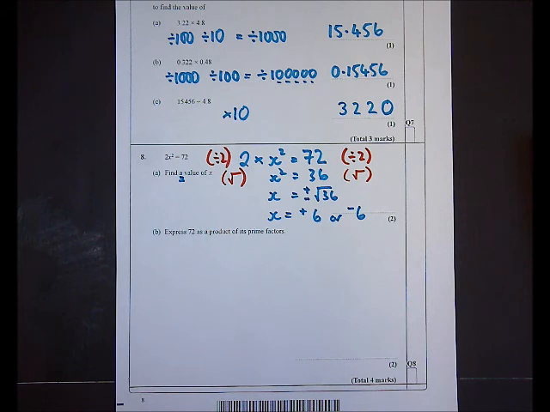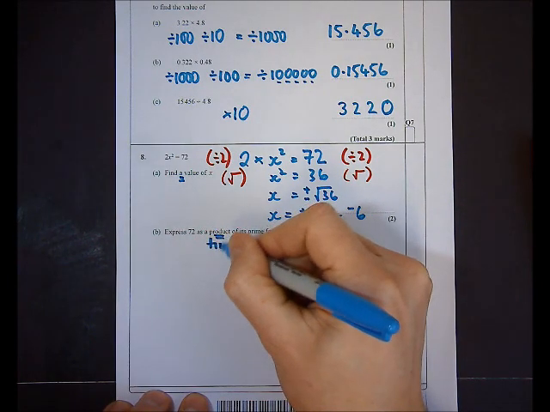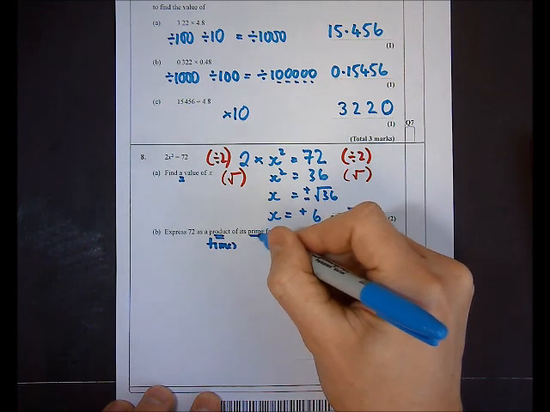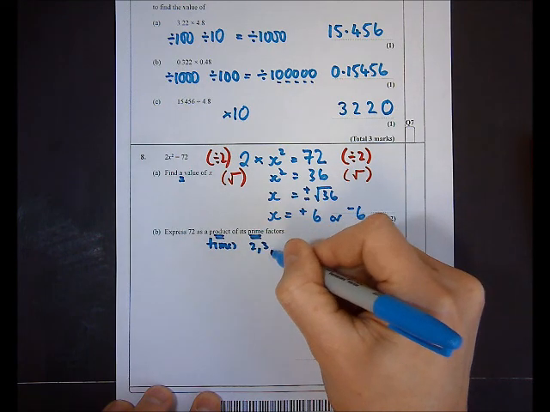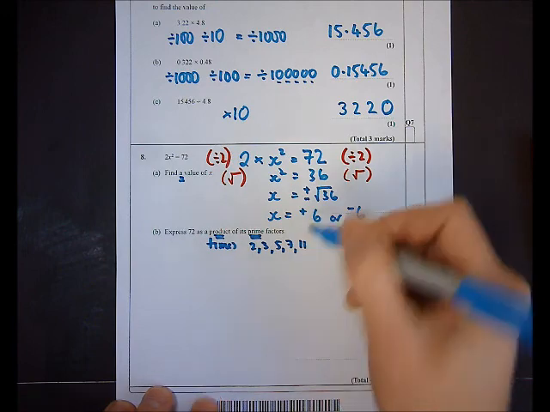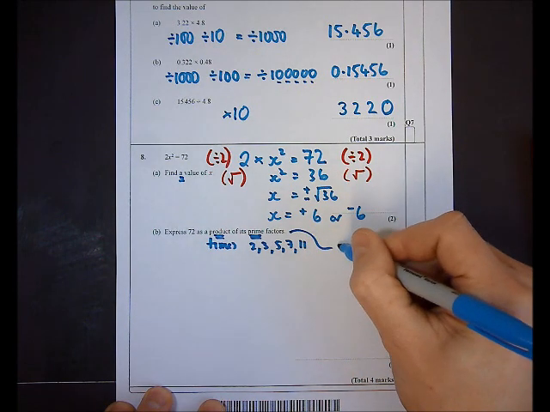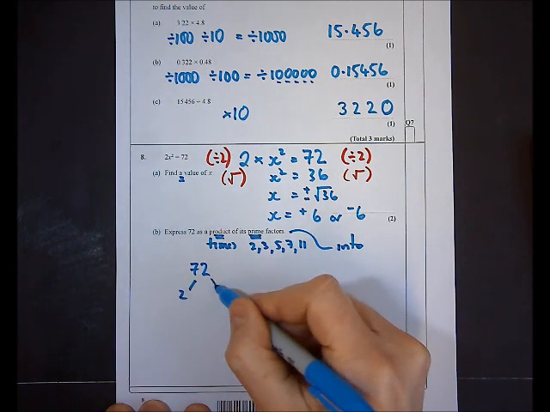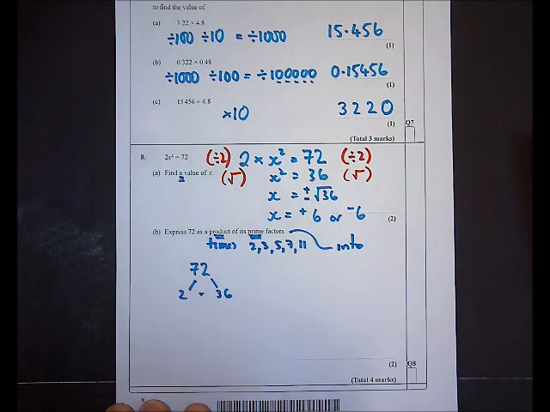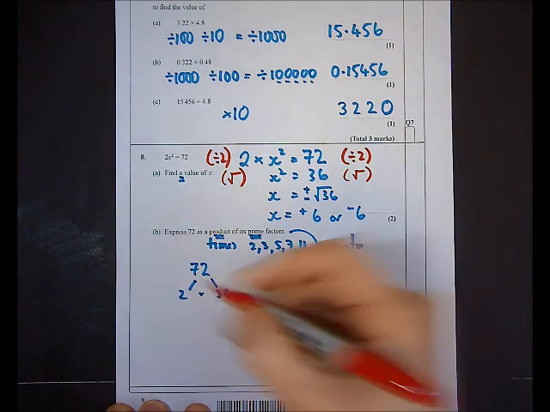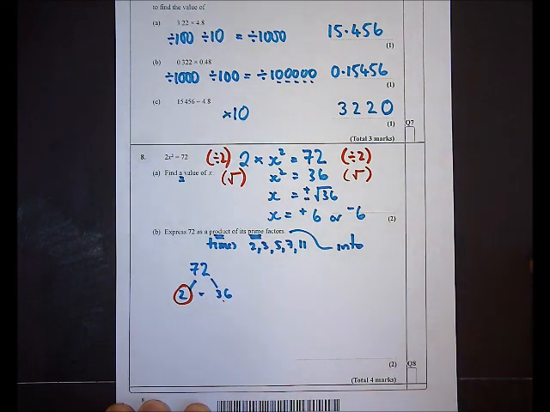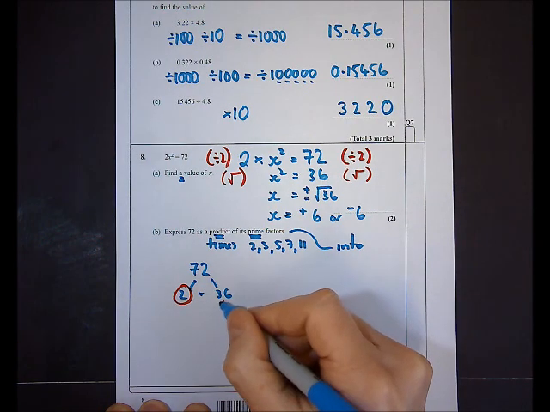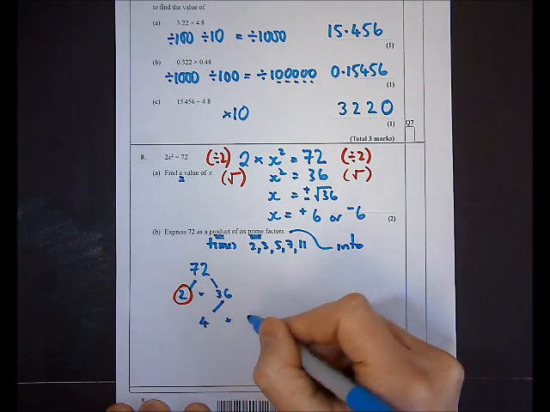In part B, I'm told to express 72 as a product, which means times, of primes. The first few prime numbers are 2, 3, 5, 7, 11, and factors, and a factor is a number that goes into the original number. So 72 is the same as 2 times 36. This number here is prime, so I can stop. This number here isn't. 36 is the same as 4 times 9.